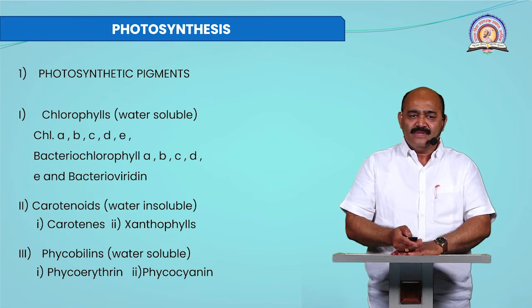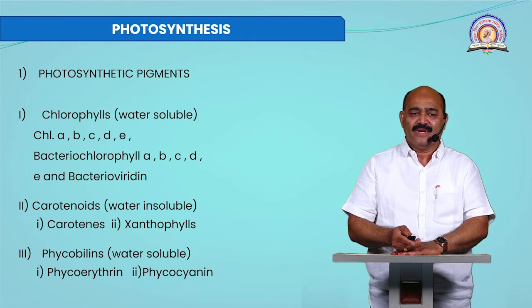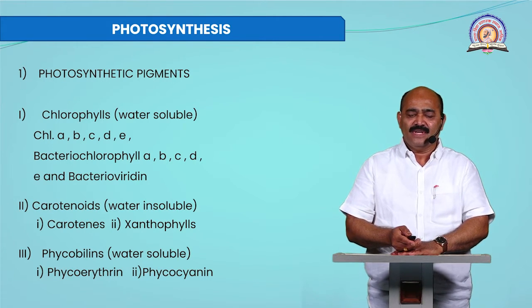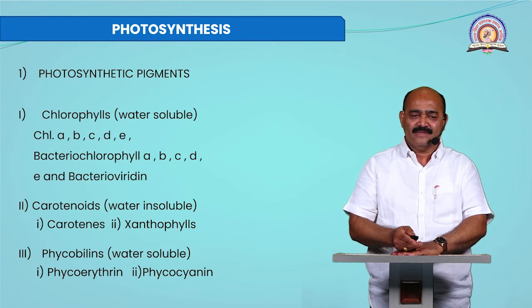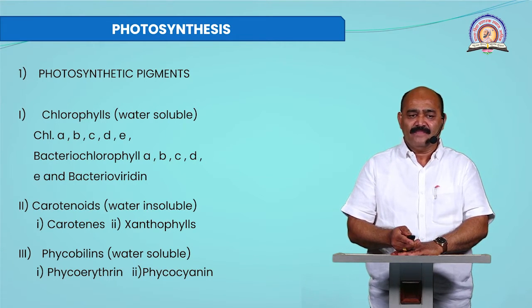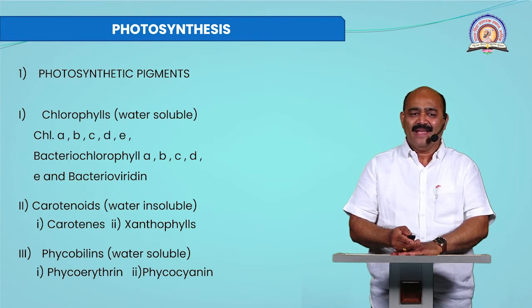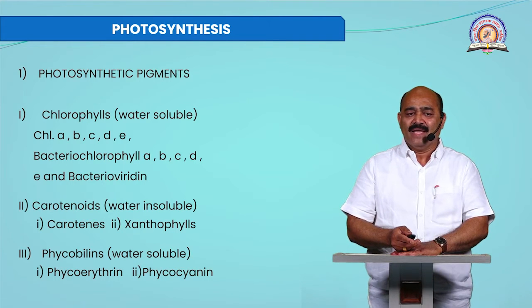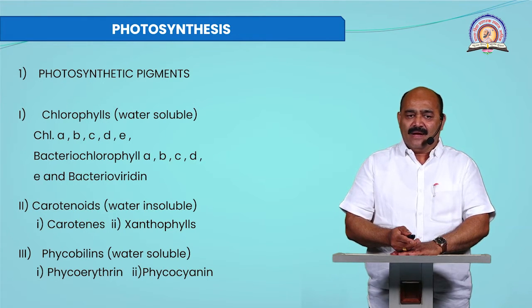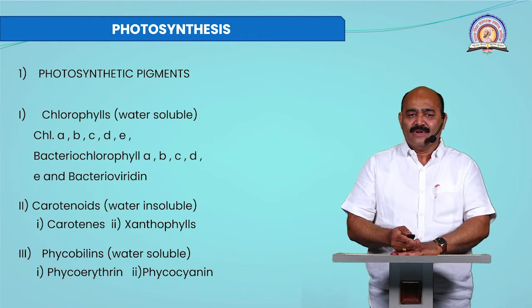Now, photosynthesis requires the green pigments. They are also known as photosynthetic pigments. And the photosynthetic pigments are of three kinds. First is chlorophyll. Chlorophylls are of 10 types: chlorophyll A, B, C, D, E, and bacteriochlorophyll A, B, C, D, E, and bacterioviridin. All chlorophyll molecules are soluble in water, and the major role of absorption of light is done by chlorophyll A and B.